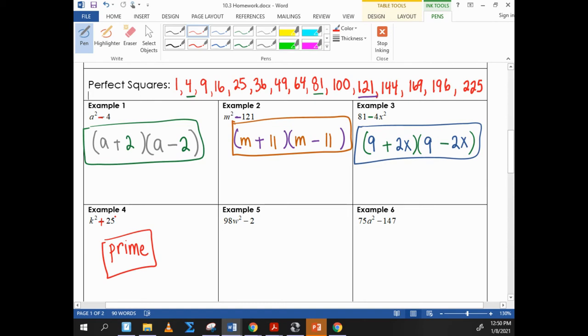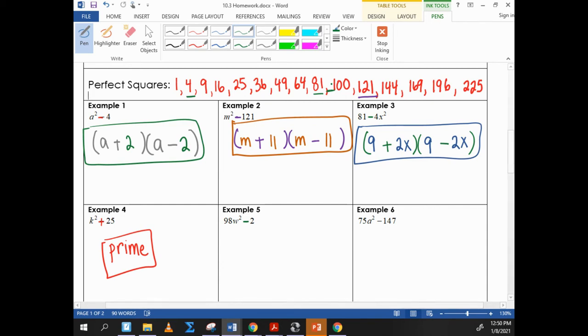All right, let's look at example 5. Okay, do I have a difference? Yes, I've got a difference. However, when I go to look to see if 98 is on my list, is 98 on my list? It is not on the list. So I've got to ask myself two things. First of all, did the teacher put it in the wrong place? Why in the world would she put this on the difference of squares if it's not a square? And then you want to ask yourself, did I miss something first?